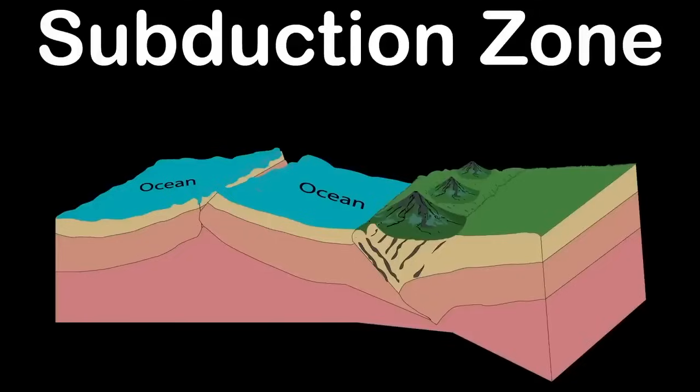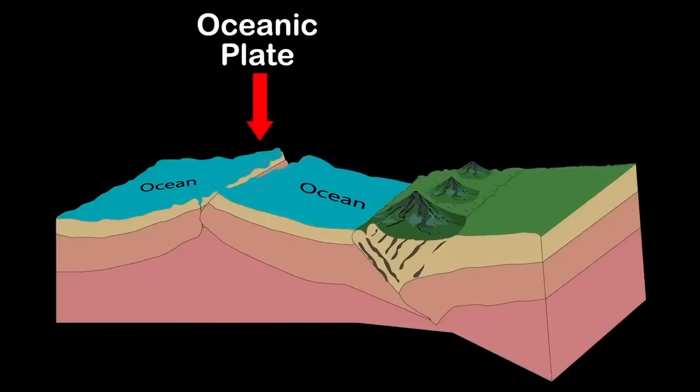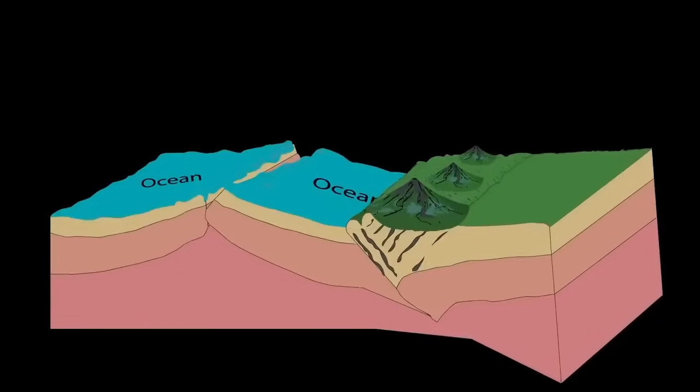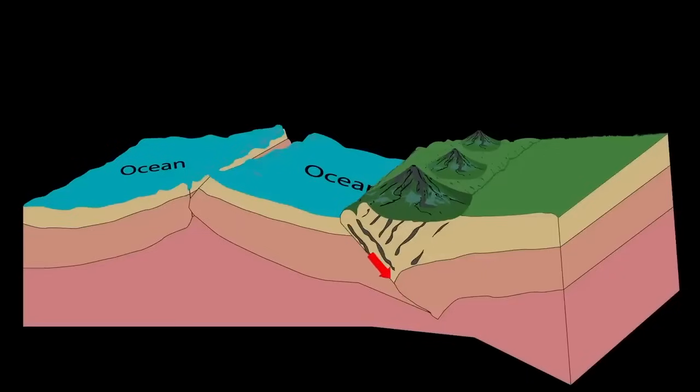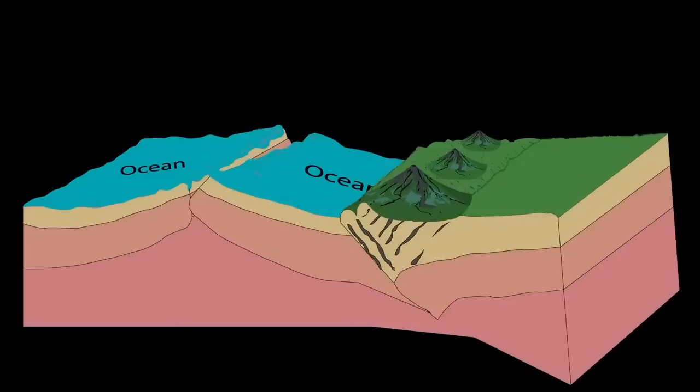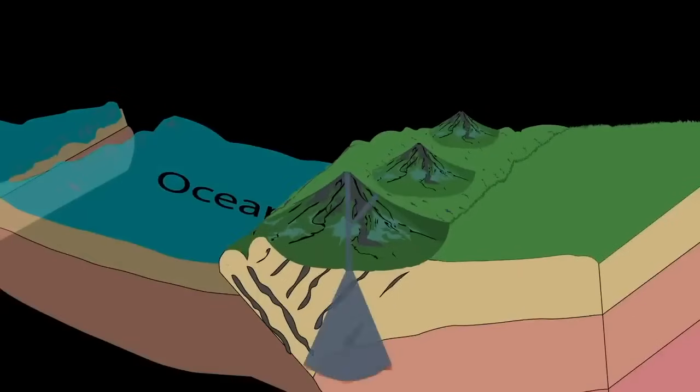At a subduction zone, a thick oceanic plate slides under a thicker continental plate. The oceanic plate is saturated with water, which it drags down into the earth. Around 16 miles deep, that water trapped inside is then released. This reduces the melting point of the surrounding rock, allowing it to melt.